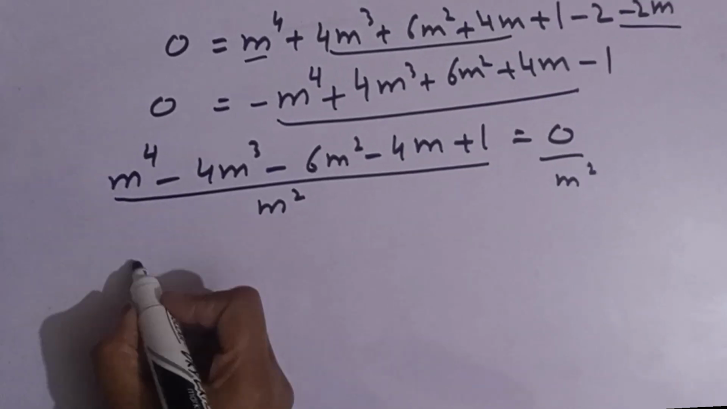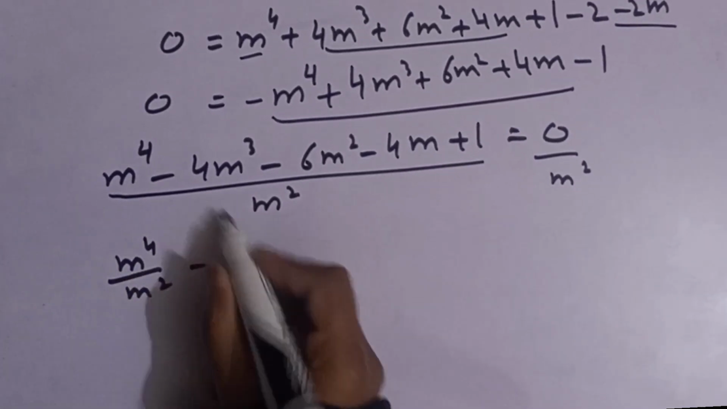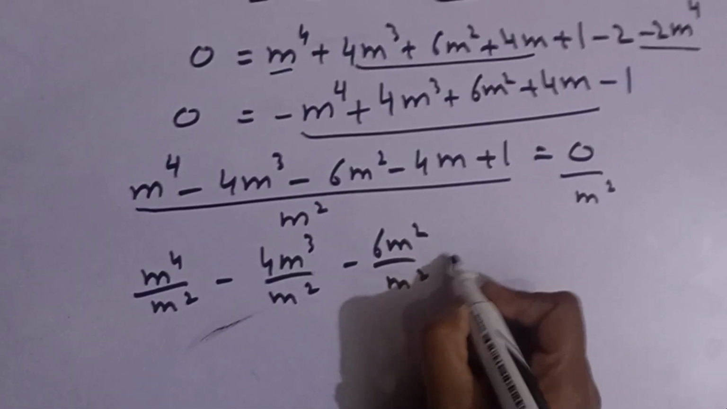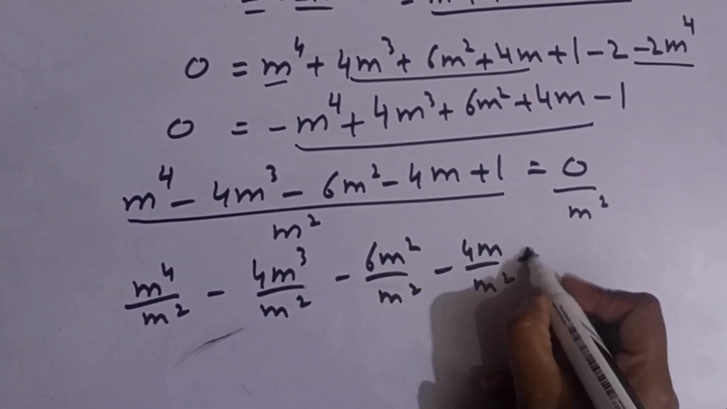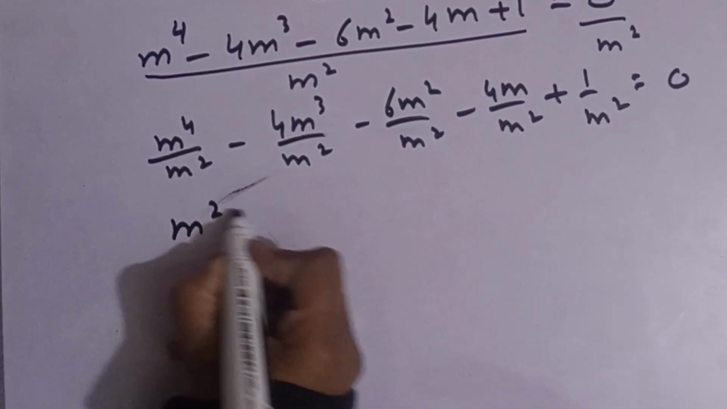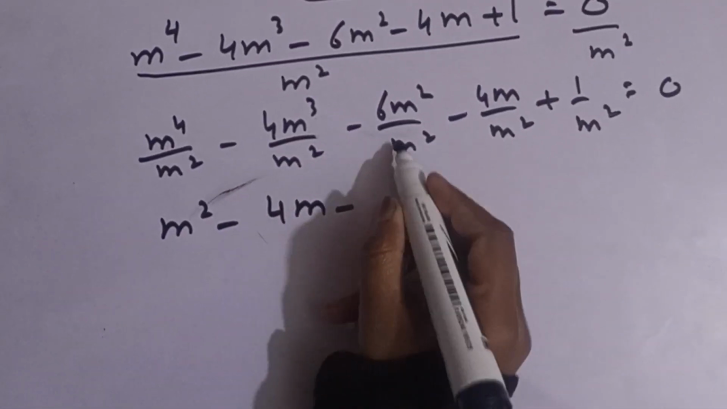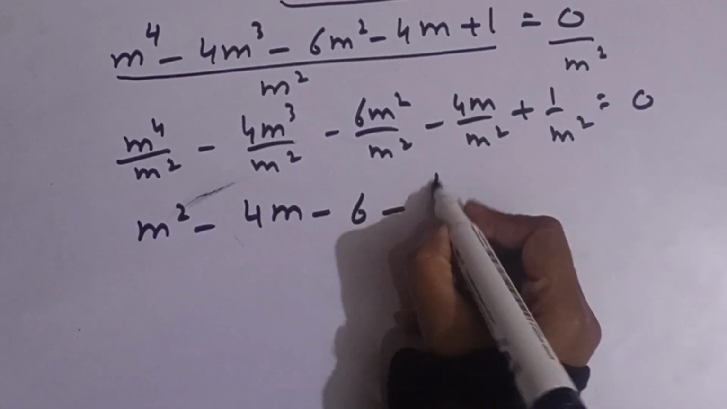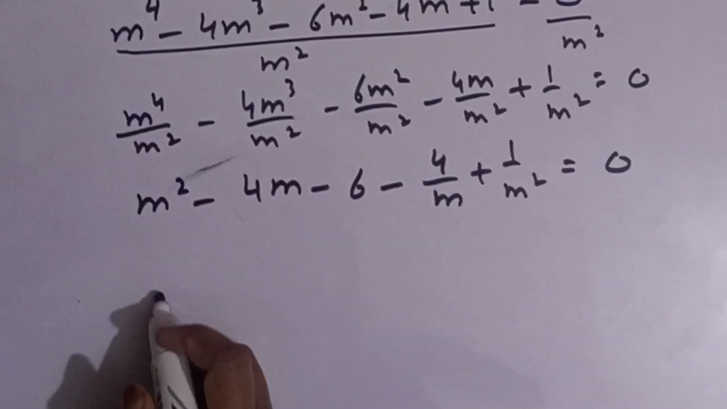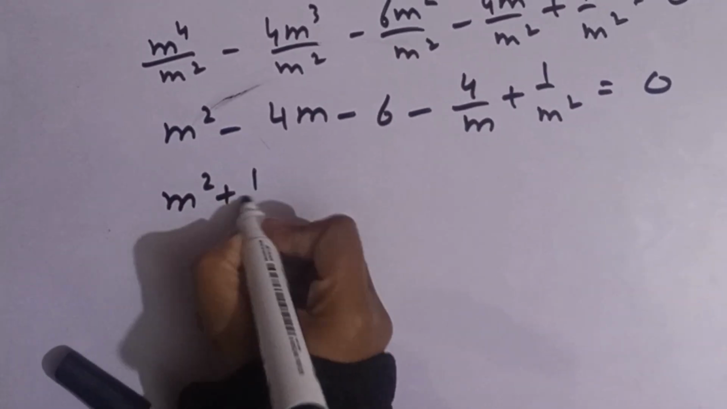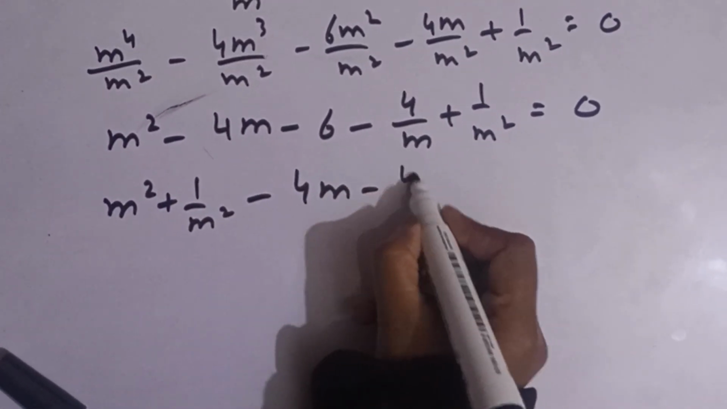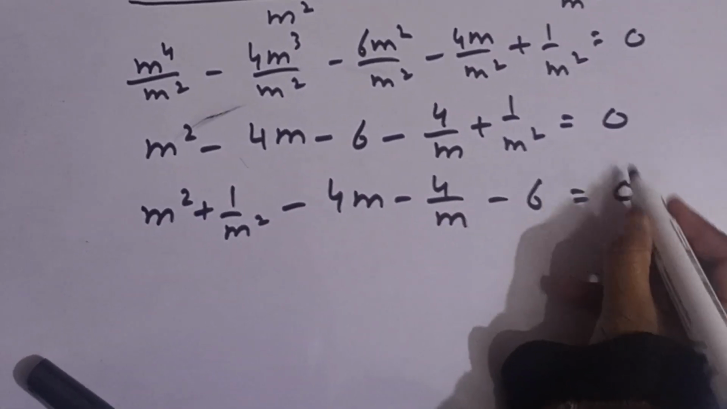Now this first term, we write as m raised to the power 4 over m squared minus 4m cubed over m squared minus 6m squared over m squared minus 4m over m squared plus 1 over m squared, and 0 divided by m squared is just 0. Now we simplify: the first term is m squared, minus 4 times m, minus 6, minus 4 over m, plus 1 over m squared. It's equal to 0. Now rearrange this side. We write this as m squared plus 1 over m squared and minus 4m minus 4 over m. To that we add minus 6, equal to 0.